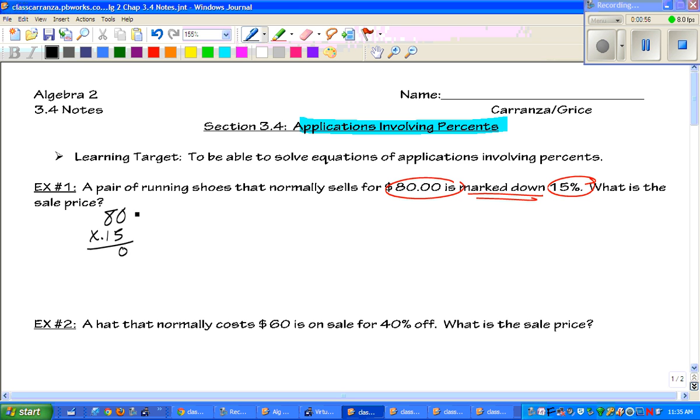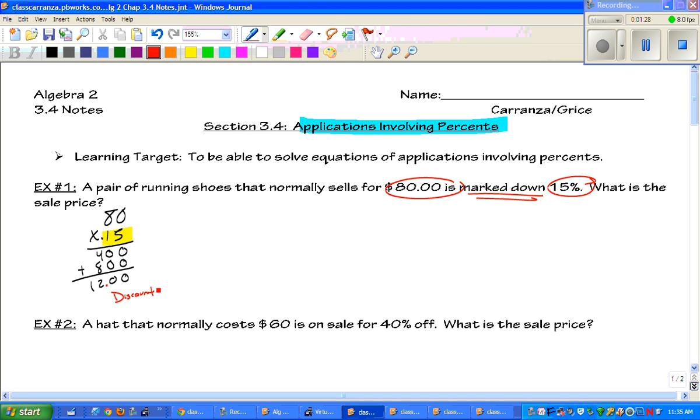5 times 8 is 40. There you go. Now, we need to put a 0 to hold the place value. 1 times 0 is 0. 1 times 8 is 8. You add those numbers up, and that's the number you get. Now, remember, there are two numbers behind the decimal, so we have to do the same thing there. And this right here is our discount.